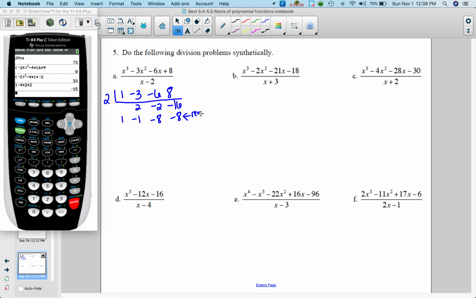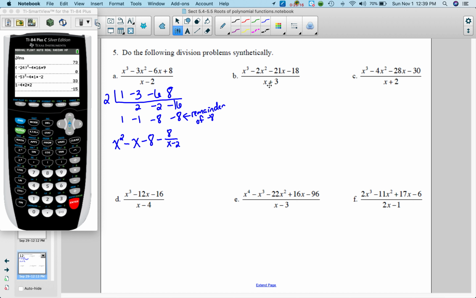I got a remainder of actually negative 8. So when I write this back down, to write down my answer, this was x cubed, so I'm going to have 1x squared minus 1x minus 8. And then what to do with the remainder? Well, I'm going to write it as negative 8 divided by what you divided by. Not the fake division, synthetic division, but the x minus 2. You're going to go back up here and write down the values, these are the coefficients of your answer, and then whatever your remainder is, you put it over what you divided by, and in this case, it was x minus 2.